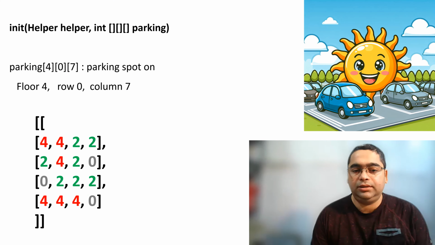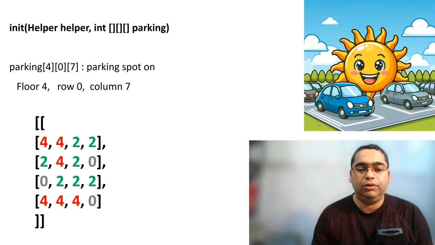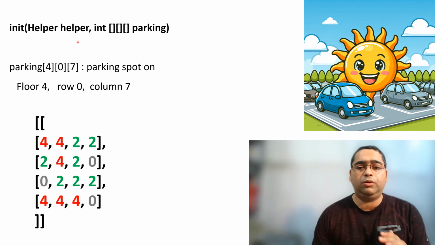Next, let's discuss the methods that we need to implement. The first one is init. This is sort of our constructor or initializer. It takes two parameters. The first one is a helper object and second one is a parking array. Helper is used mostly for logging and debugging. For example, you should use helper.print and helper.println for printing logs. If you use system.out.println, then your logs will not be visible.